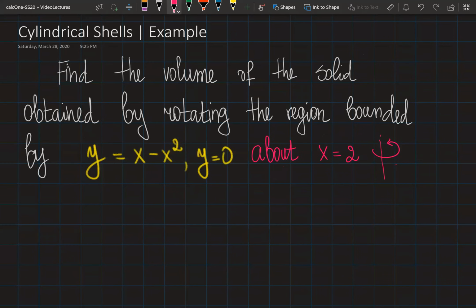Let's consider the example of finding the volume using the so-called cylindrical shells method. In this method, we need to create the object. So we have to draw a region between these two curves and rotate this around this line. So let's try to draw all of them.